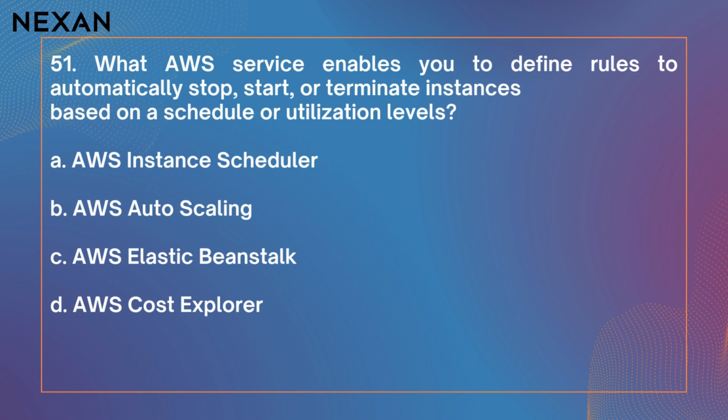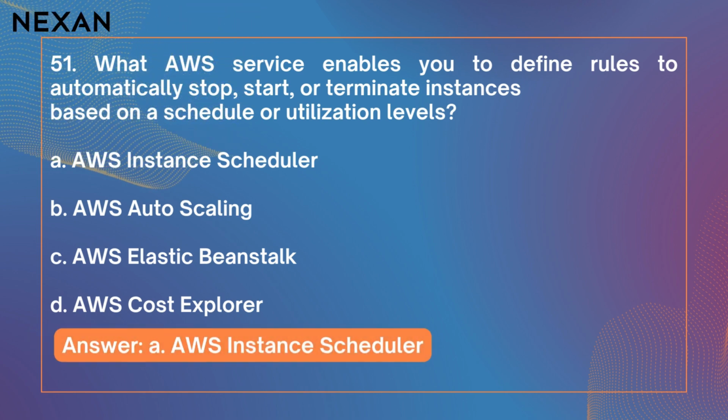51. What AWS service enables you to define rules to automatically stop, start, or terminate instances based on a schedule or utilization levels? A. AWS Instance Scheduler. B. AWS Autoscaling. C. AWS Elastic Beanstalk. D. AWS Cost Explorer. Answer: A. AWS Instance Scheduler.